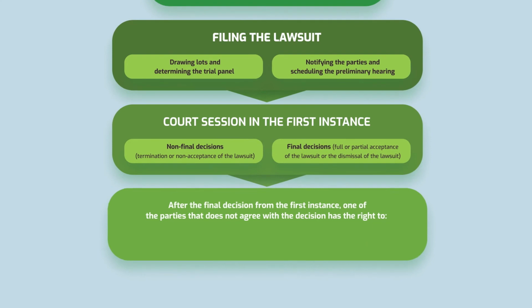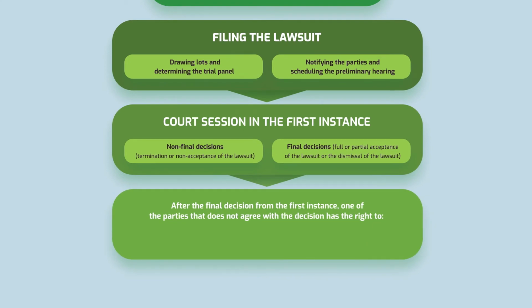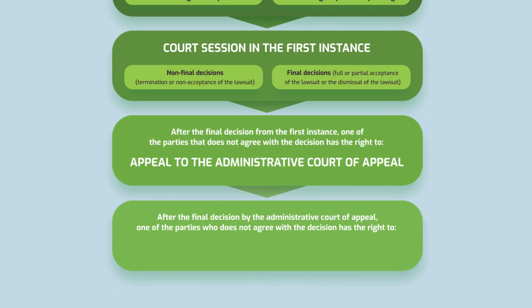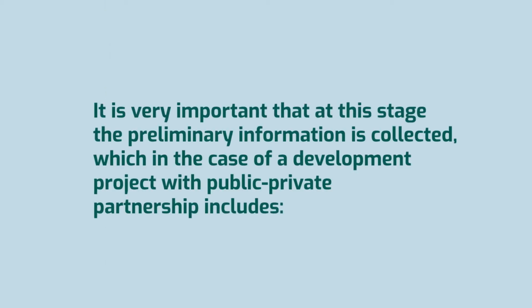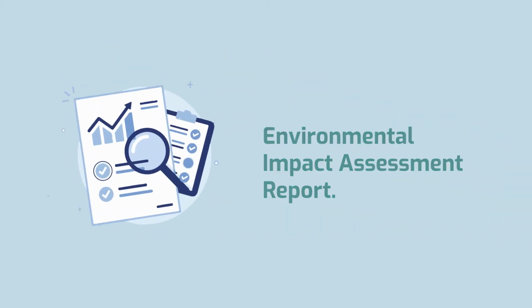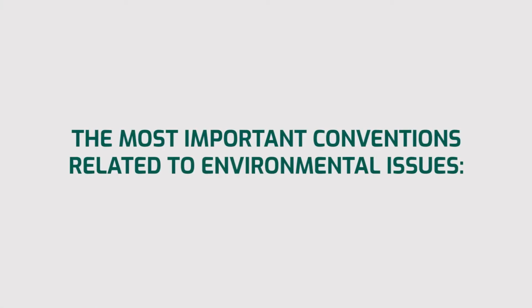After the final decision from the first instance, one of the parties that does not agree with the decision has the right to appeal to the Administrative Court of Appeal. After the final decision by the Administrative Court of Appeal, one of the parties who does not agree with the decision has the right to appeal to the High Court. It is very important that at this stage the preliminary information is collected, which in the case of a development project with public-private partnership includes the concession contract and all the accompanying documents of the standard procedure, the environmental impact assessment report, additional documentation, and the most important conventions related to environmental issues.